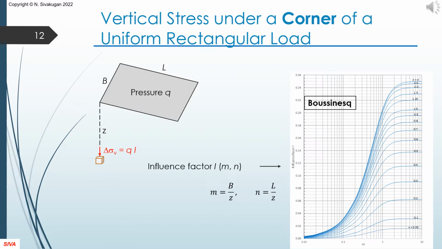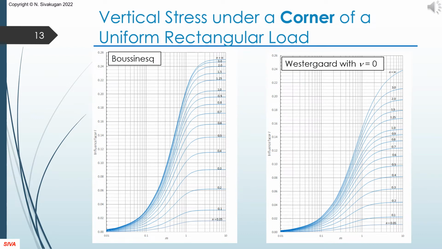Here, we graphically present the influence factor I as a function of M and N. The MN charts using Boussinesq and Westergaard equations are shown here for comparison. You can see that Boussinesq values are larger. It is good to be conservative in engineering. So, when there are two sets of values for the applied stresses, we would use the higher ones.